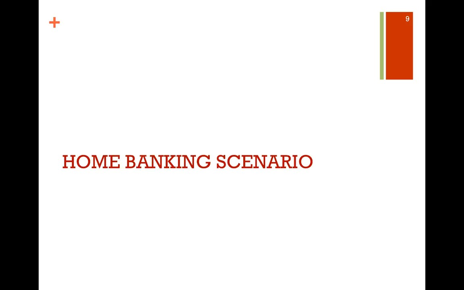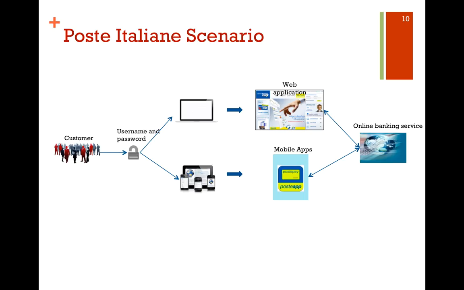Now let's introduce the scenario that you will analyze during the experiment. The online banking scenario focuses on the online banking services provided by Poste Italiane to their customers. Customers can access their bank account information through the Poste Italiane application or through the Poste Italiane mobile app. Customers can perform operations like checking their mobile balance, checking their credit cards, or topping up their mobile phone.